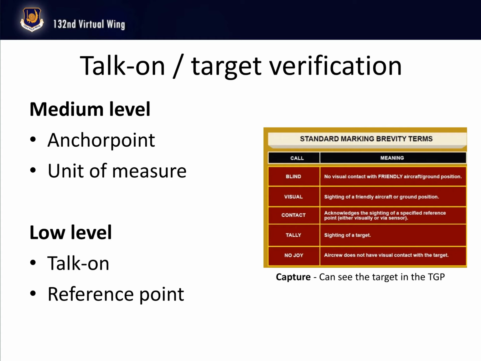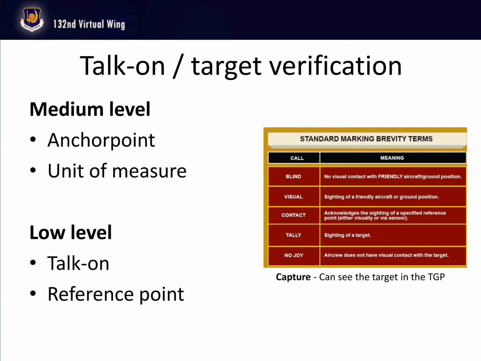So again, the specific brevity that we discussed earlier. Blind is, I should be able to see friendlies, but I don't see them. Okay, visual, I have eyes on friendlies, either ground units or airborne units. Contact is anything that's not definitive friendly or hostile. Okay, for example, a road junction, building, a hill, lake, bridge. Those are all contacts. Let me know when you see the bridge, contact bridge. Let me know when you see the river, contact river. Okay, it's good for TOCON.